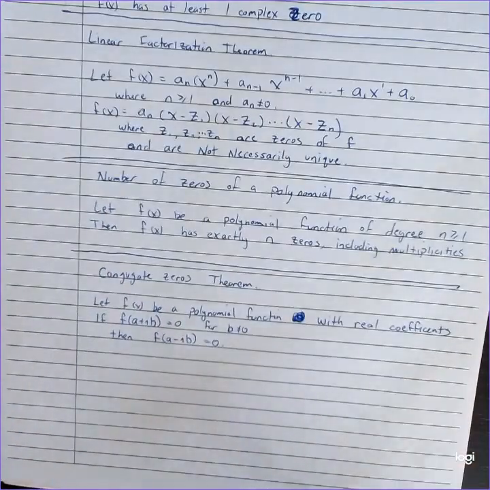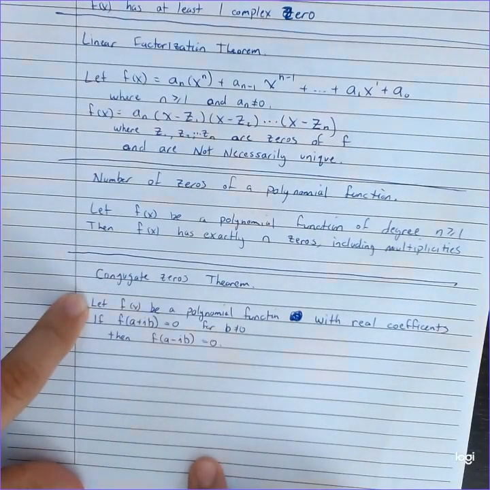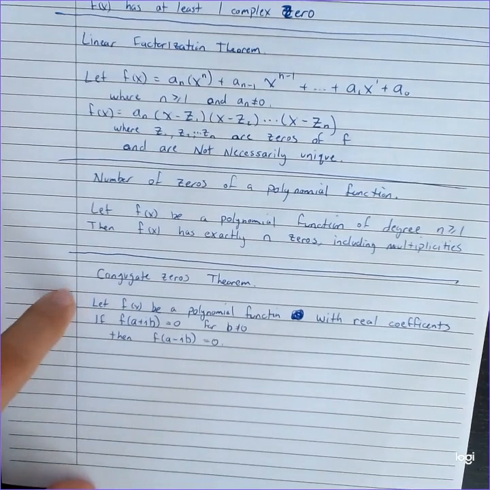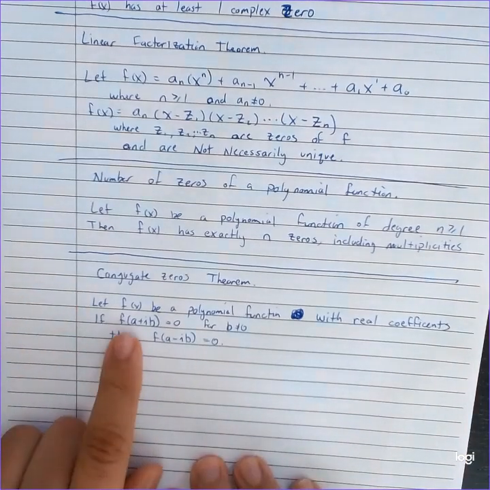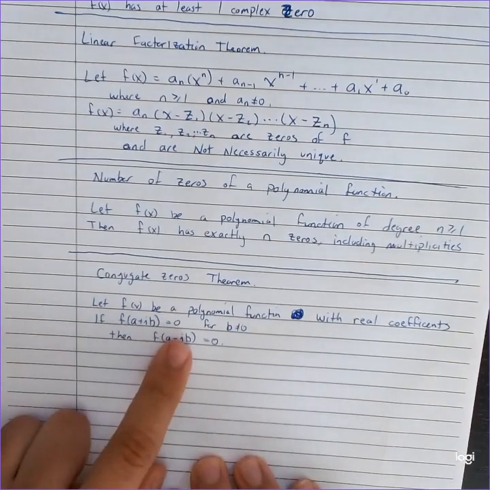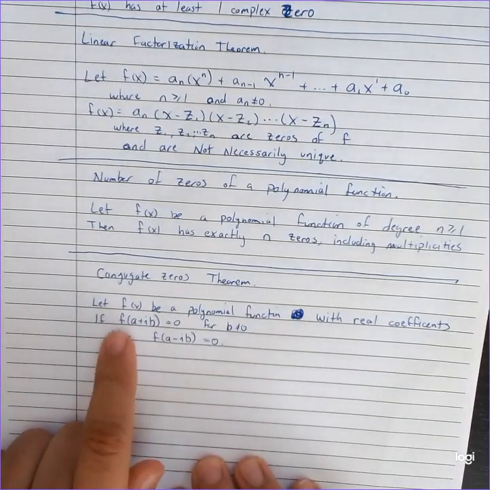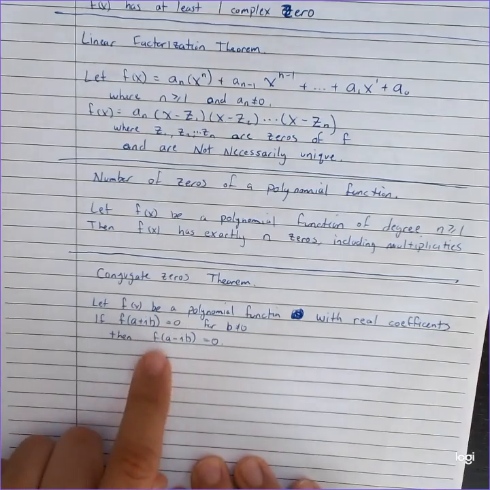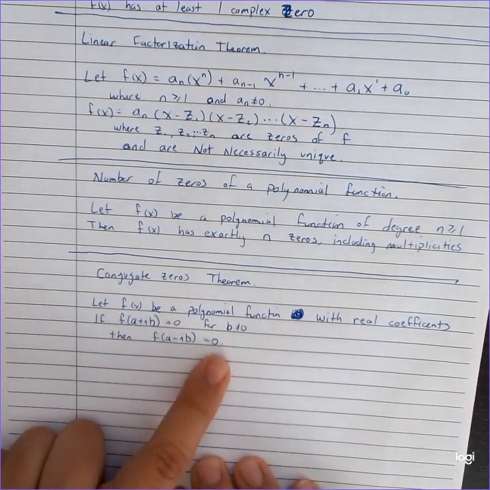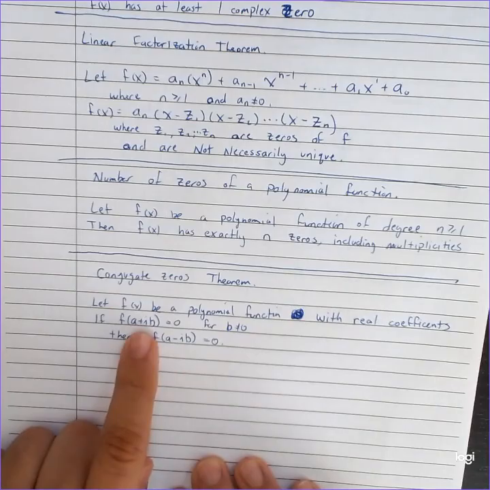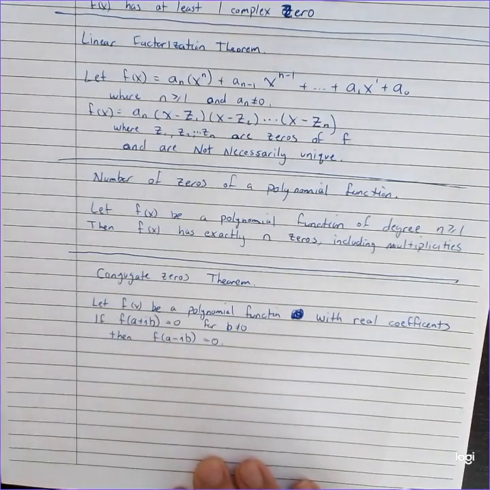The conjugate zeros theorem formally states what I just babbled on about. The conjugate zeros theorem says let f of x be a polynomial function with real coefficients. They don't have to be whole numbers, but they do have to be real, without anything that's complex. Now, if f of a plus ib is equal to 0, for b not equal to 0, here you don't want this to be disappearing on you. You want this to actually be complex. If you have a complex number that's a 0, then the conjugate is also a 0. If a plus ib is a 0, a minus ib is also a 0.